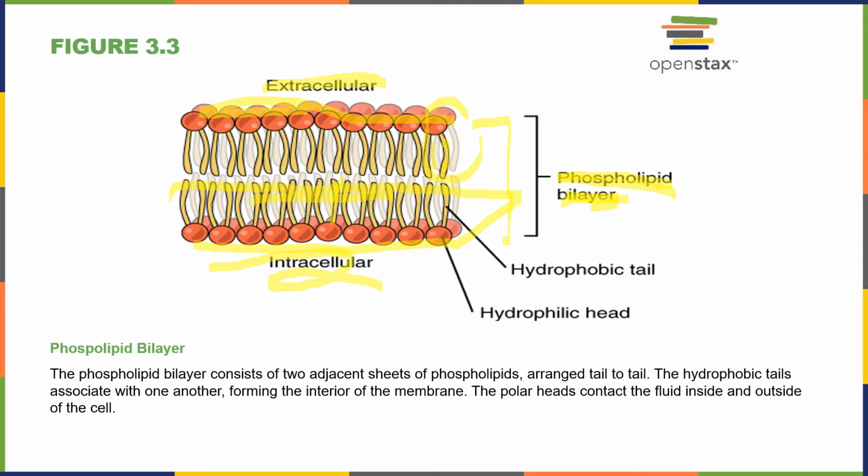And remember, we said on the last slide, the phosphate group is in the head. Hydrophobic tail, hydrophilic head. All right, arrange tail to tail. Polar heads contact the fluid inside and outside of the cell.